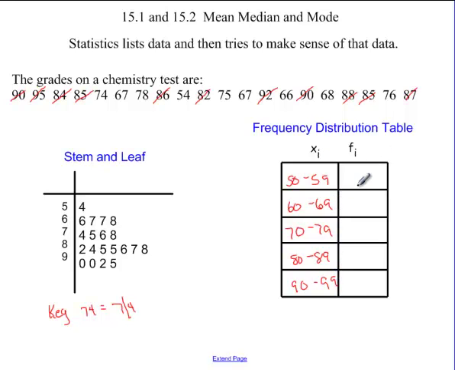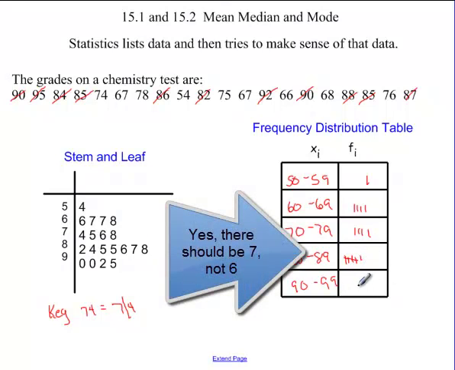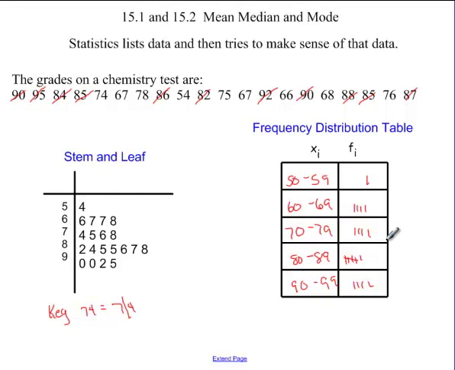And I could say, all right, how many 50 through 59s do I have? 1. How many 60 through 69s do I have? 1, 2, 3, 4. How many 70 through 79s do I have? 1, 2, 3, 4. How many 80 through 89s do I have? 1, 2, 3, 4, 5, 6. How many 90 through 99s do I have? 4. So again, this should all be pretty much review from 8th grade.